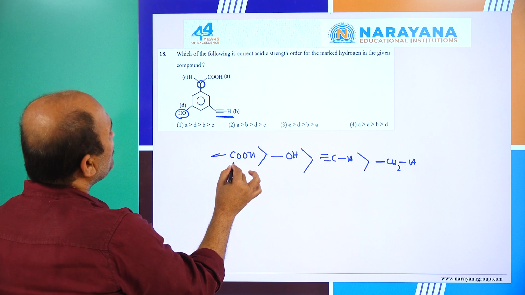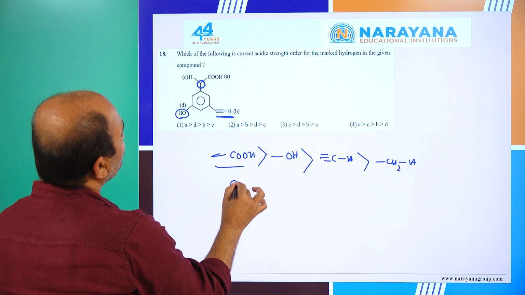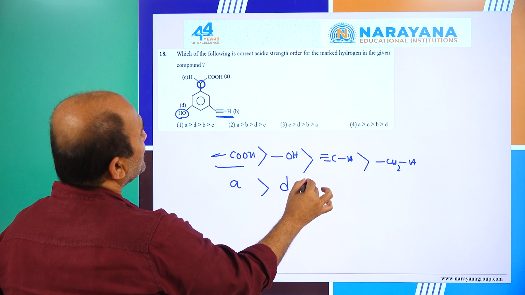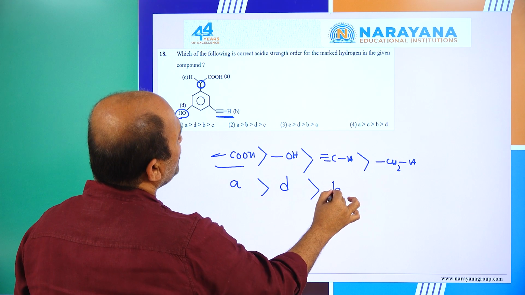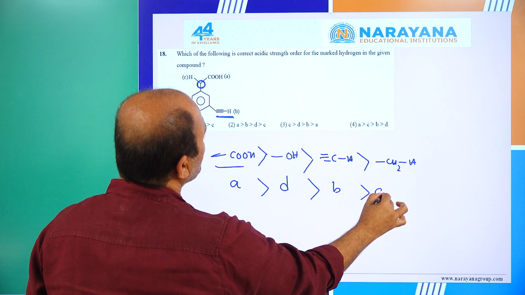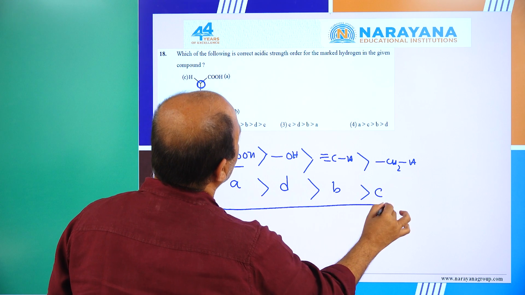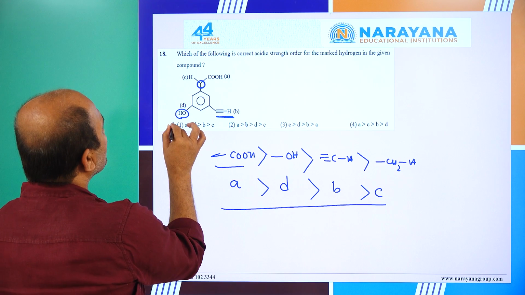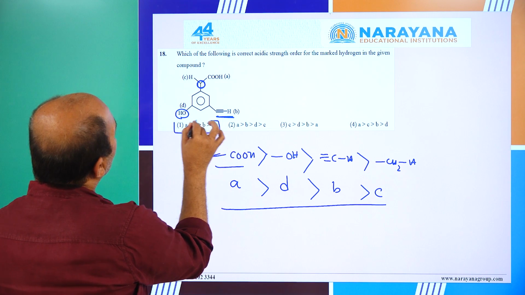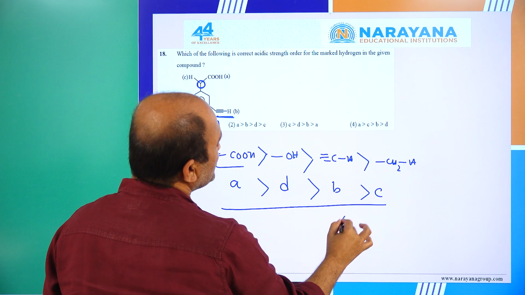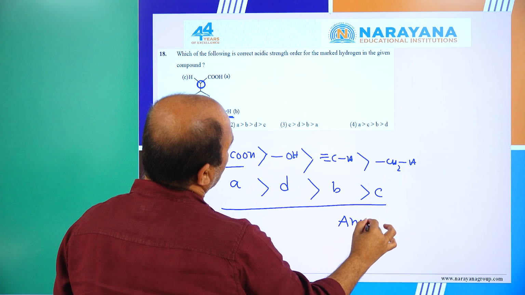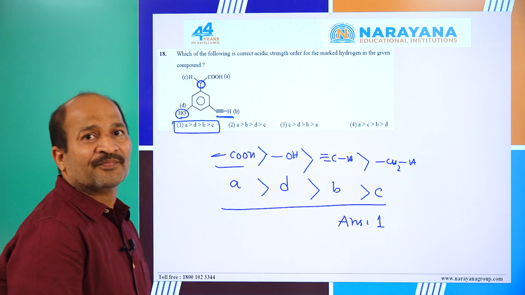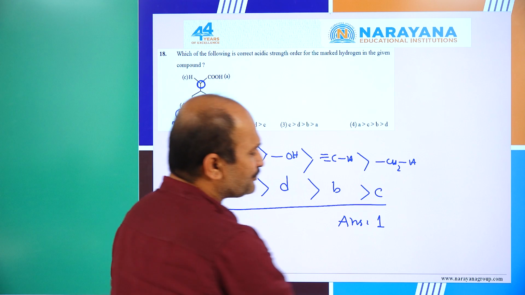So this will be designated with the letter A, this one with D, this with B, and this with C. A greater than D greater than B greater than C. So the right answer for this question is 1. It is a question based on acidic strength of the compounds. Go for the next question.